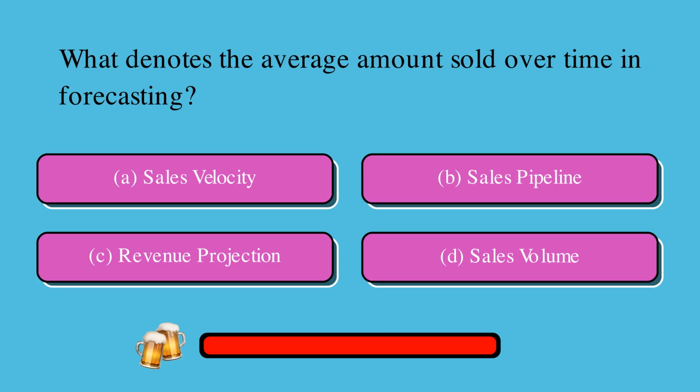What denotes the average amount sold over time in forecasting? Is it A, sales velocity, B, sales pipeline, C, revenue projection, or D, sales volume? The correct answer is A, sales velocity.